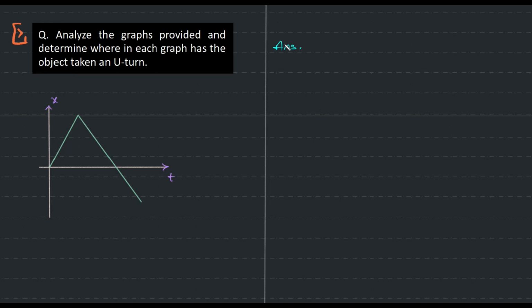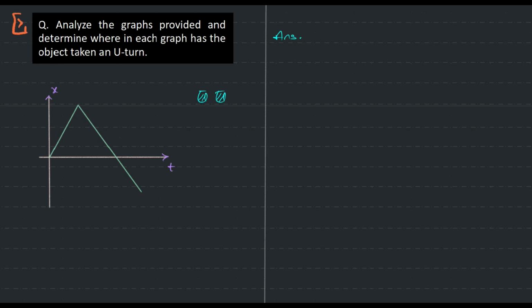Analyze the graphs provided and determine where in each graph has the object taken a U-turn. Okay, so it's time for you guys to pause and have a look. Right? So first thing is, what kind of graph are we looking at? This is a position time graph.